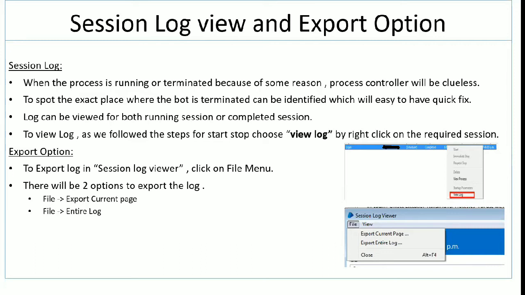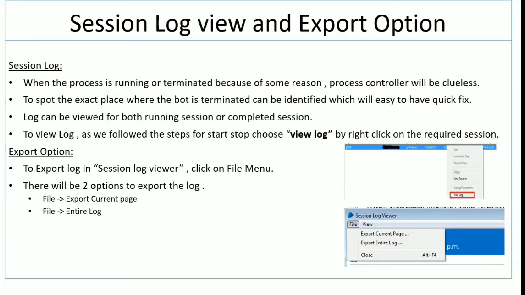To avail the export option, you have to go to the log viewer, which opens as a pop-up when you right-click the session and choose the view log option. In the session log viewer pop-up, select the file menu, which will give you two options: export the current page, or export the entire log. Based on your requirement, if you want the entire log, use the entire log option, or if you want only the current page, you can export that as well.